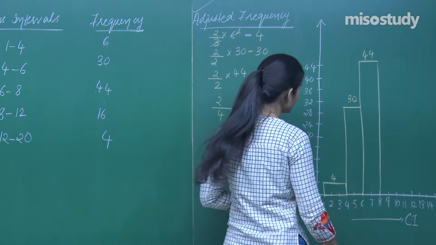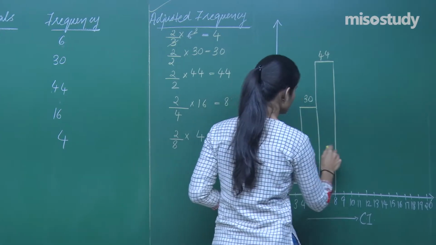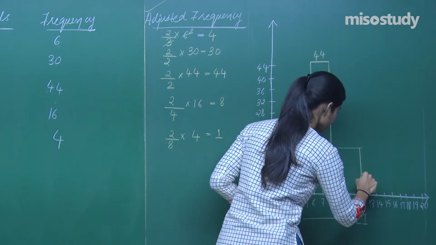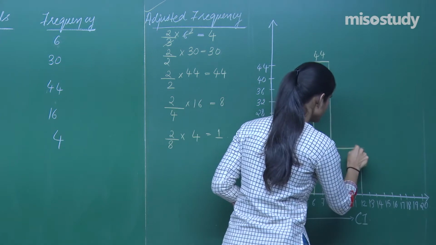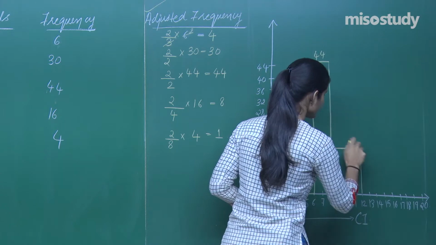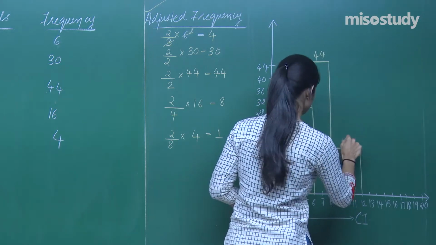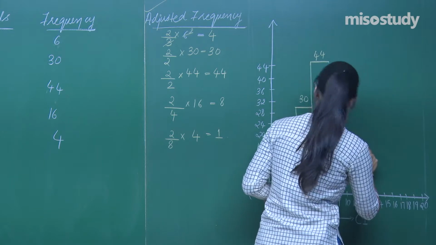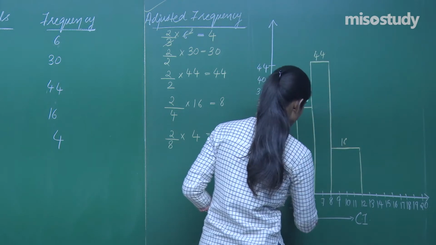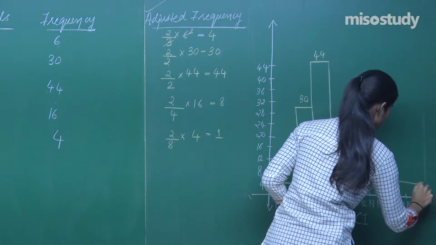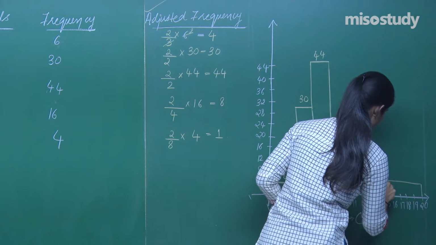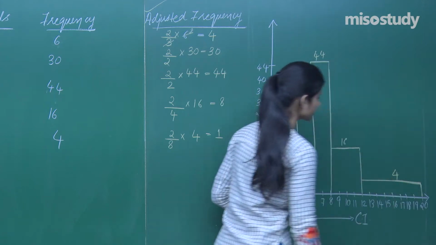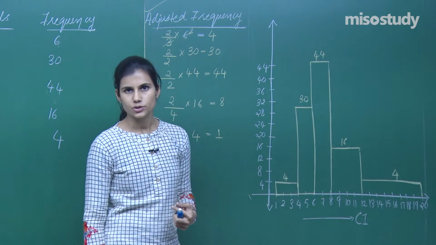Then you have 8 to 12 is 16. So you have it to be 16 in 8 to 12. So you begin at 8, you end at 12. This is how much? 16. And then you have 12 to 20. 12 to 20 you have 4 as the frequency. So this is it. And this is your required histogram.